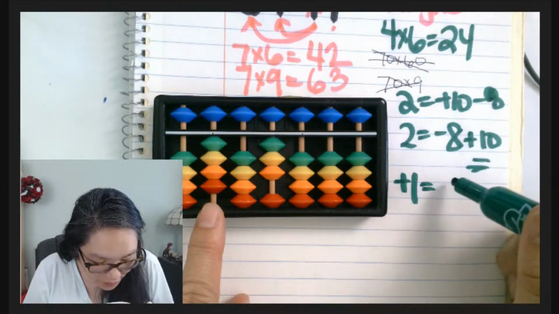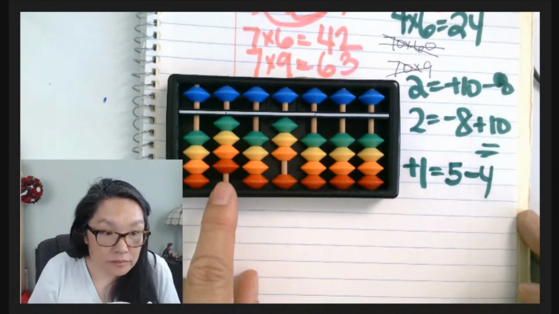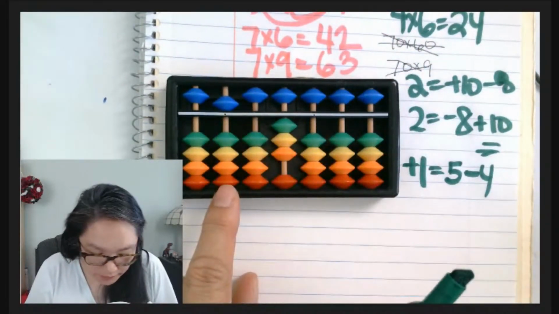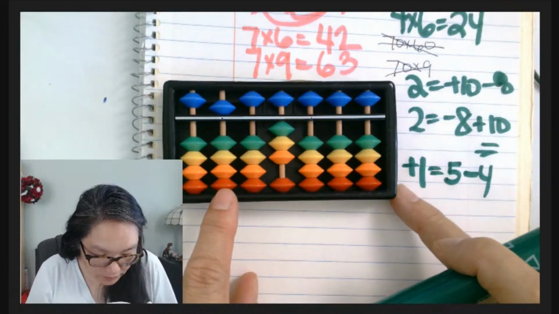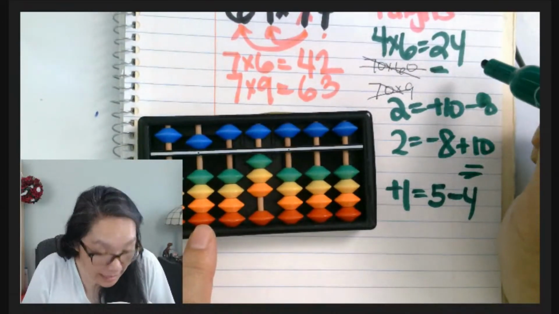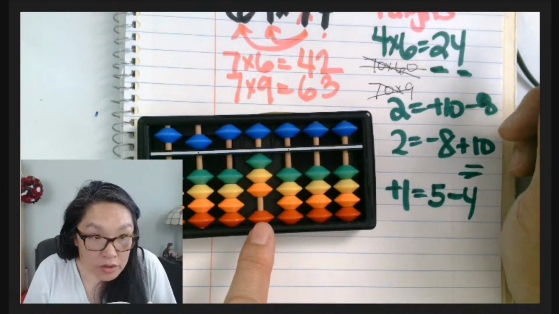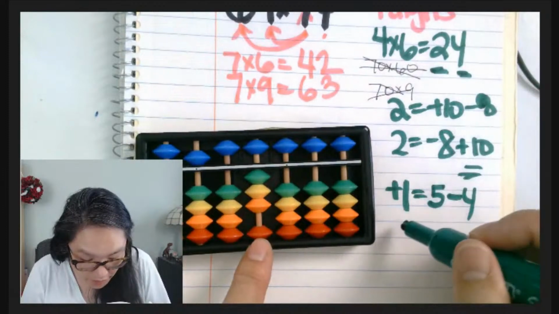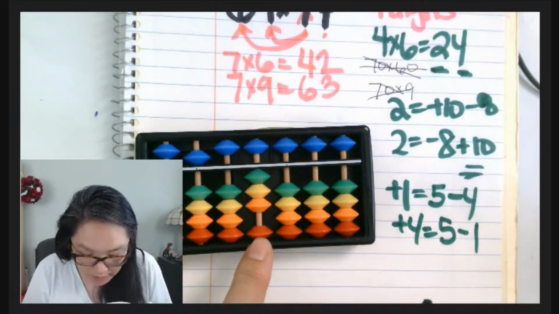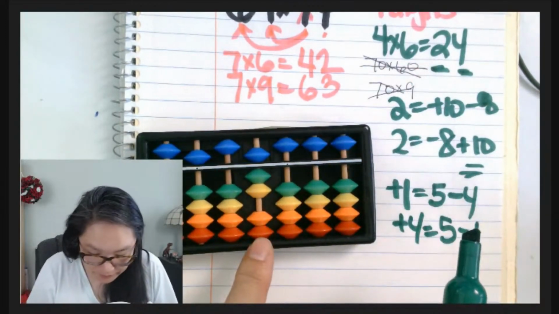All I have to do here is plus the 5 minus the 4. So I'm going to plus the 5 and I take away the 4. That was just the 2. Now I need to add my 4. Remember, I was over here, now I have to add the 4. To add the 4, there's not enough. Plus 4 is equal to plus 5 minus 1. Plus the 5, take away the 1.